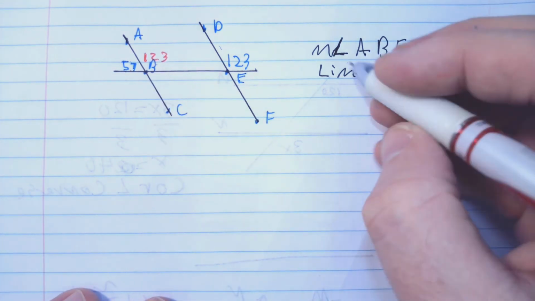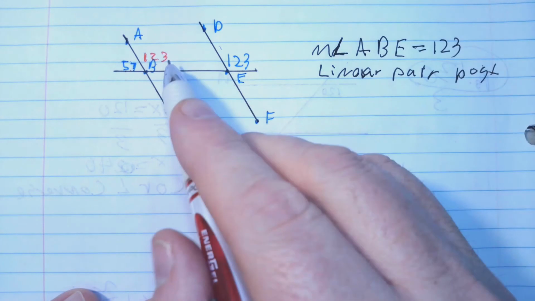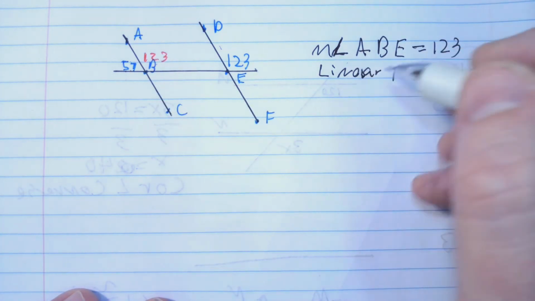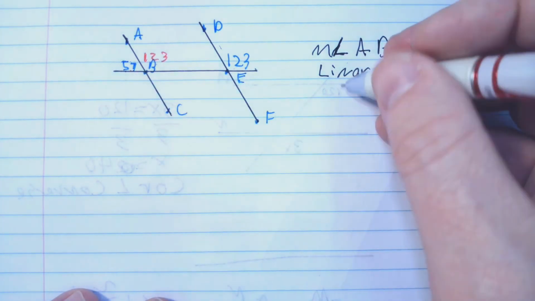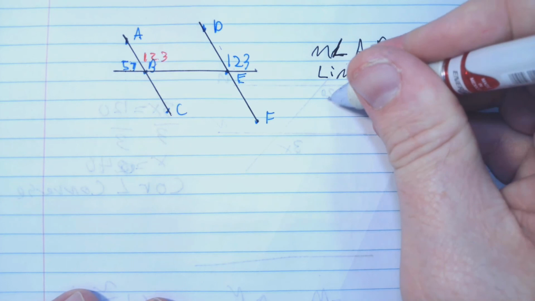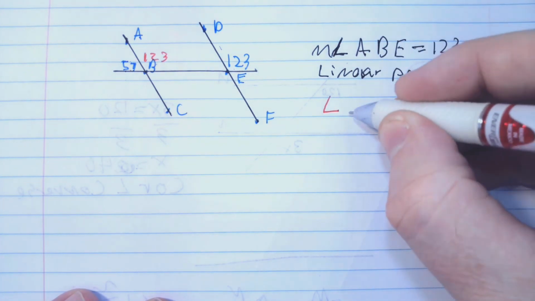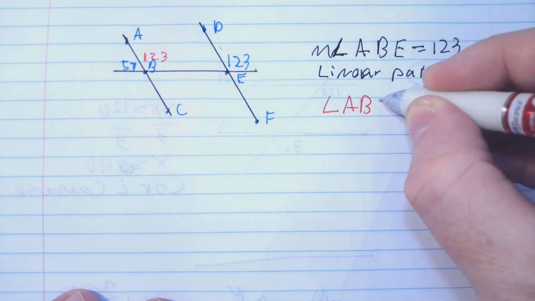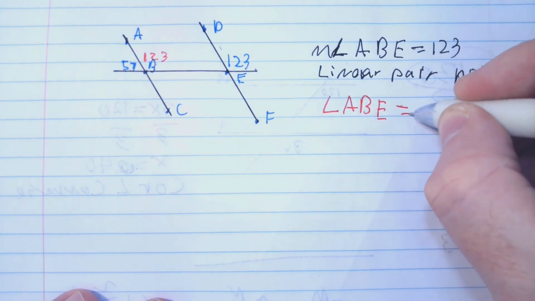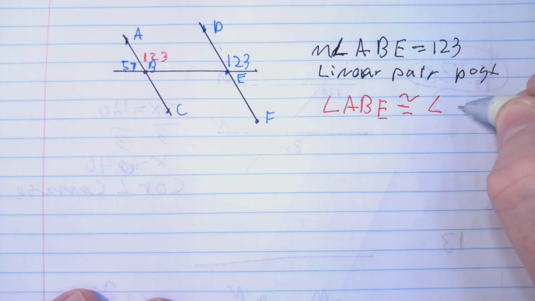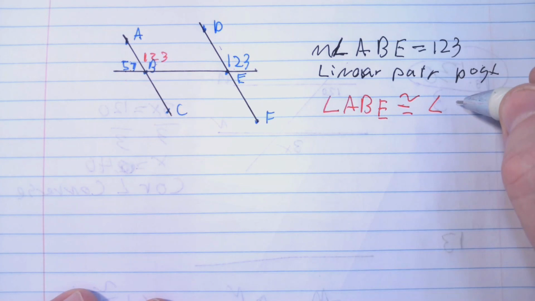I can do, since 123 and 123, since angle ABE is congruent to angle DE, they don't give me another letter, do they? Well, that's not okay. How am I supposed to write that down?